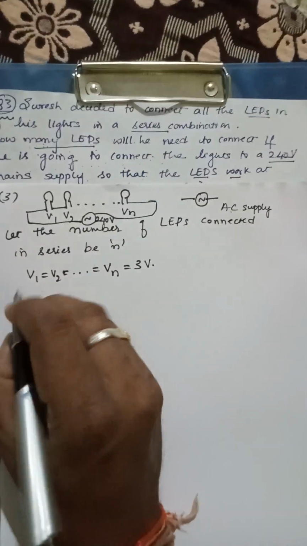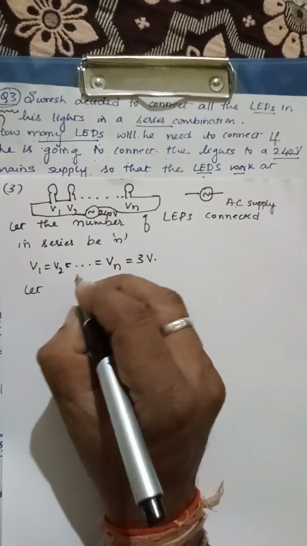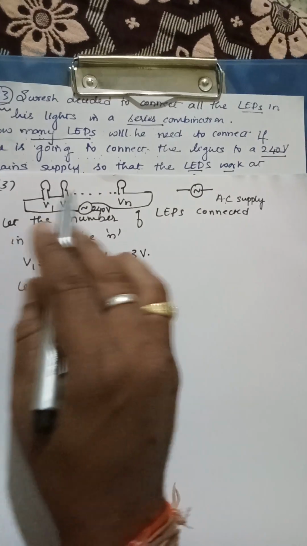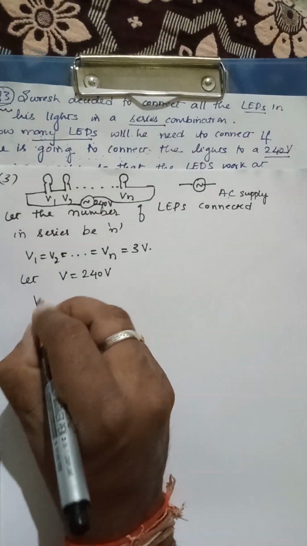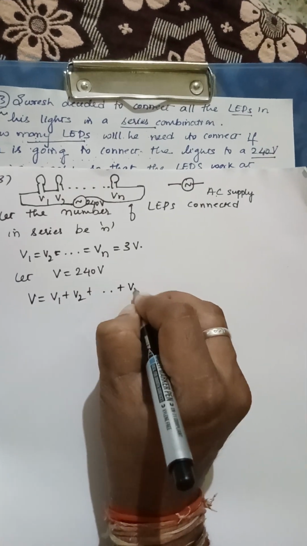Let's assume that the potential difference or the voltage of the given supply is V, and it is equal to 240 volts. Whenever these devices are connected in series, we can write V is equal to V1 plus V2 so on up to Vn.